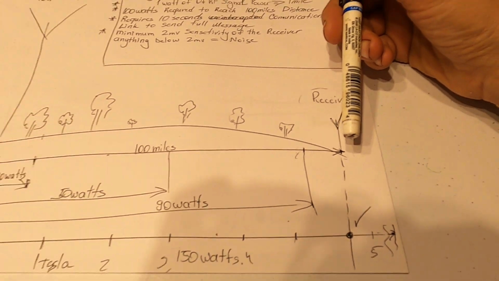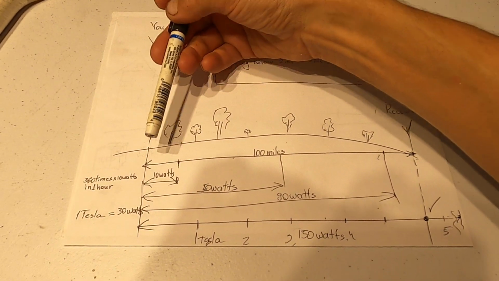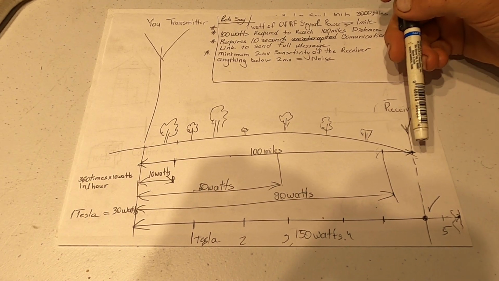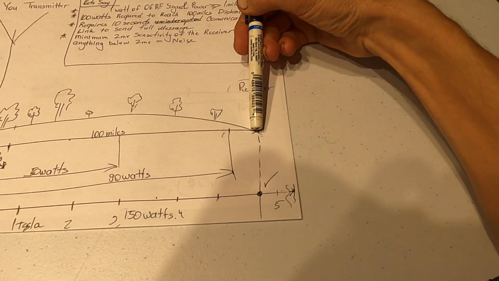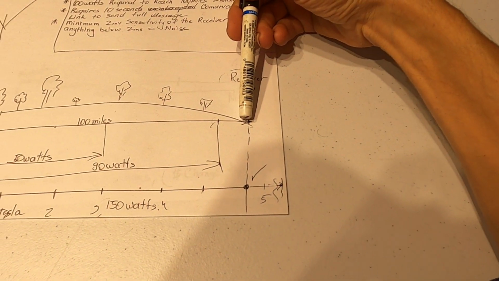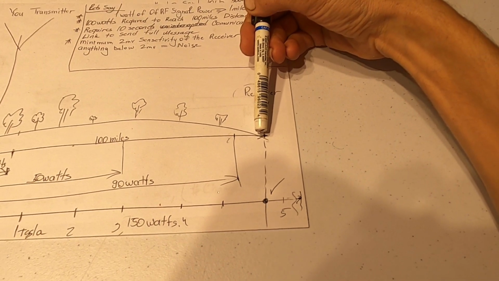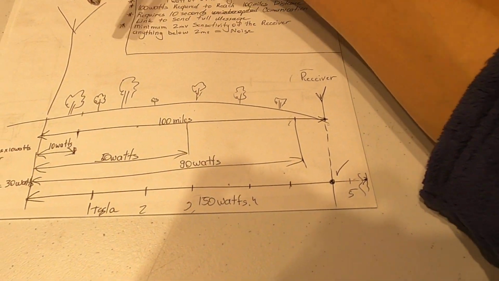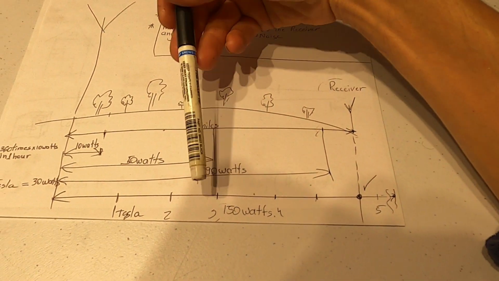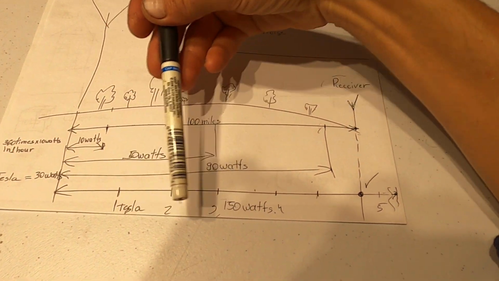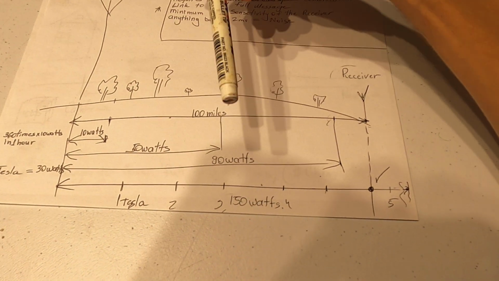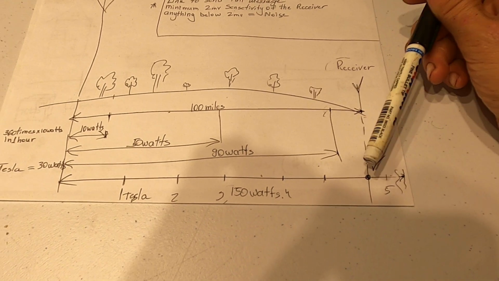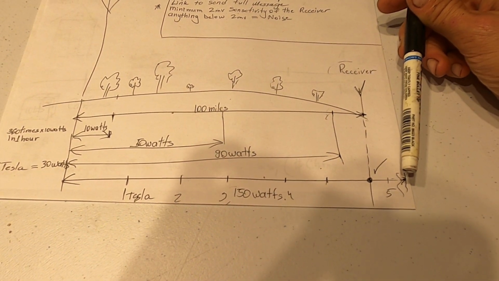So your requirement is to send a signal that is going to get to here with a power of at least 2 milliwatts. And in order to do that, your signal has to be at least 100 watts, and it has to be sent for 10 seconds, transmitted for 10 seconds.